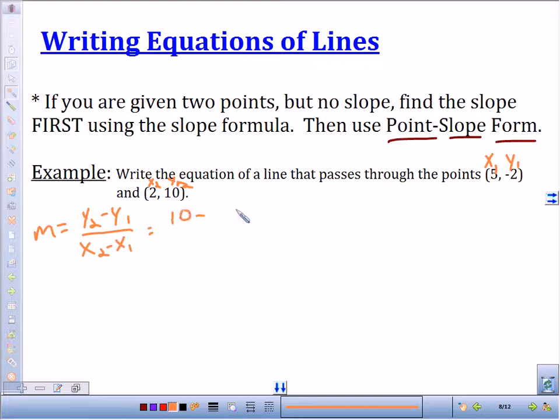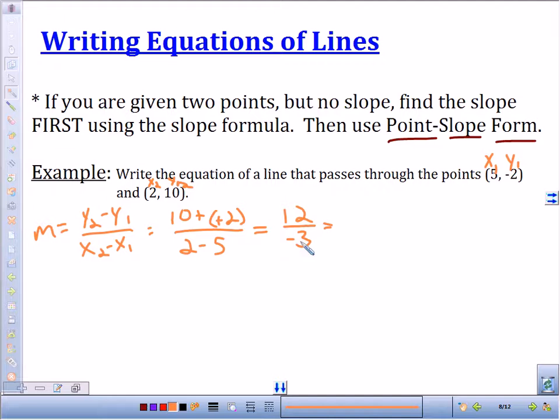y2 is 10 minus y1 is negative 2. So 10 minus negative 2. x2 is 2, sorry, x2 is also 2. x1 is 5, so it's 2 minus 5, x2 minus x1. 10 minus negative 2 is the same thing as 10 plus 2, so I have 12. 2 minus 5 is negative 3.